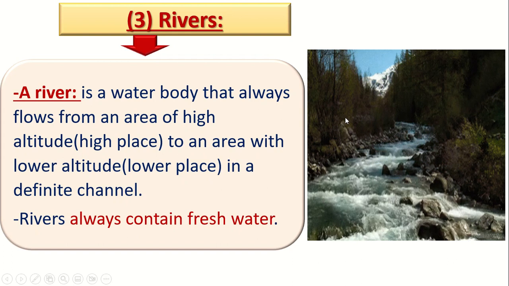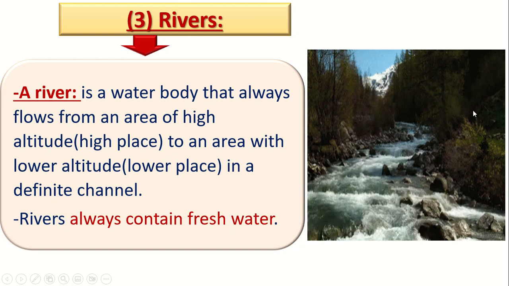Of course, the water will move from a high place to a low place. Why? Because the water is not flying. So the water moves from a high place to a low place, and this is called high altitude. High altitude means a high place, and low altitude means a lower place. So altitude means place. So what is the river? It's a water body that flows from high altitude to low altitude.